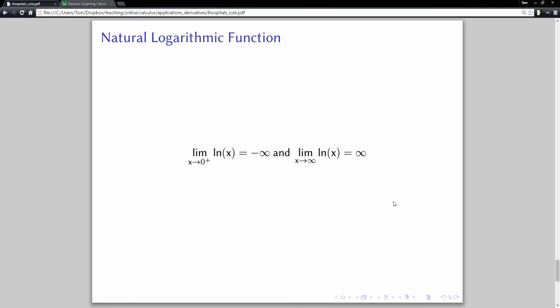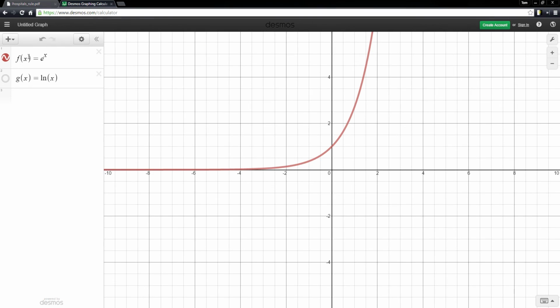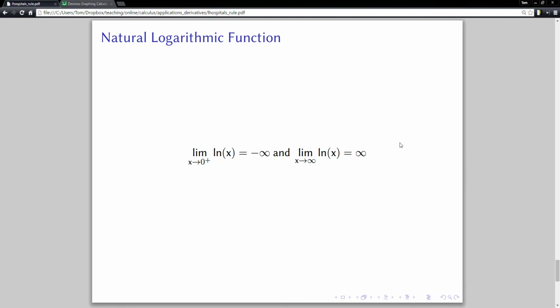Also, the natural logarithmic function. The limit as x goes to 0 from the right of the natural log function is negative infinity. The limit as x goes to positive infinity of the natural log function is positive infinity. If you take a look at its graph, you can kind of see that behavior. As x goes to 0 from the right, the function goes to negative infinity. The limit as x goes to positive infinity looks questionable from the graph, but it does turn out that this graph just keeps going up and up, the farther you go off to the right. So those are another set of important limits to remember.